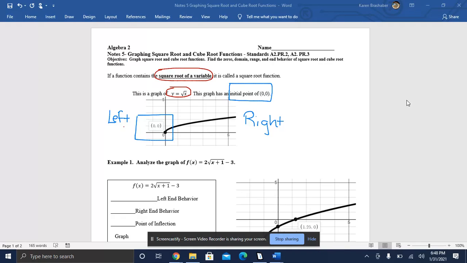one for you. You'll see that on the left side, so the left end behavior, it has an initial point, a beginning point, so it does not go on and on forever. On the square root of x, it would be 0, 0. And then on the right end behavior, the graph continues to go on. It would have an arrow actually showing that it goes on. So we have an example for us to look at of a square root function.